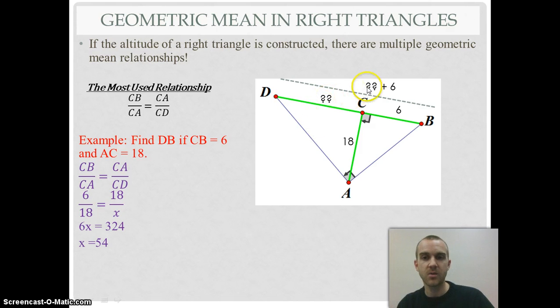So I can plug in 54 for my question mark. That's DC. And what I wanted to know was DB. So I know that DB is going to be the sum of my two small segments, because of the segment addition postulate. So DB would have to be 60.